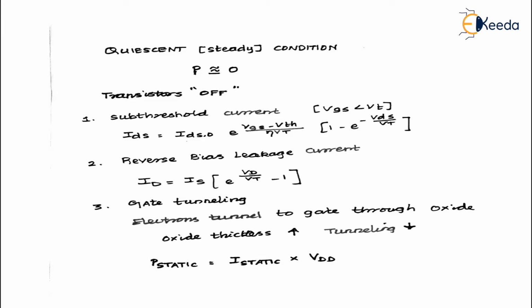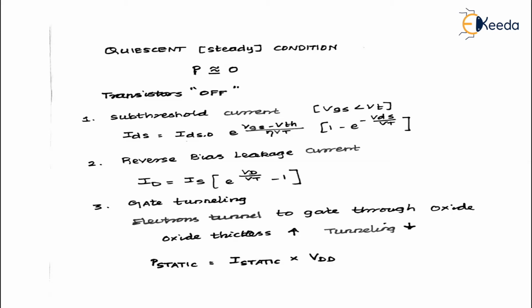Now see the next leakage current or the power dissipation is because of the reverse bias leakage current, which is ID. Because it is a reverse bias, diodes will be there, a PN junction diode. Because of that, there will be a dissipation, and the current which is dissipated is nothing but ID. ID is equal to IS into e power Vd by Vt minus 1.